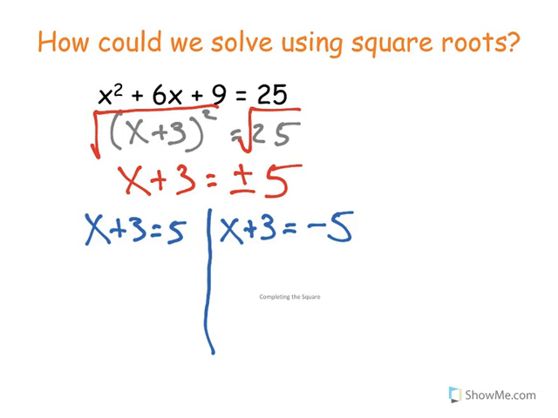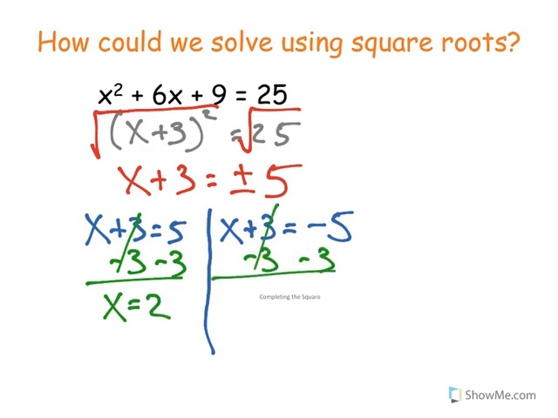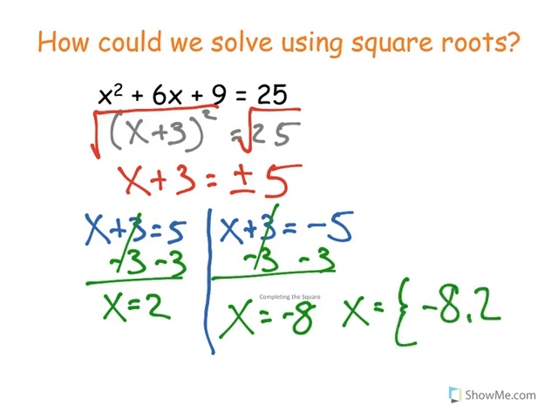So if x plus 3 is equal to 5, then x is equal to 2. But if x plus 3 is equal to negative 5, then x is equal to negative 8. So my solution set is that x can be negative 8 or 2.